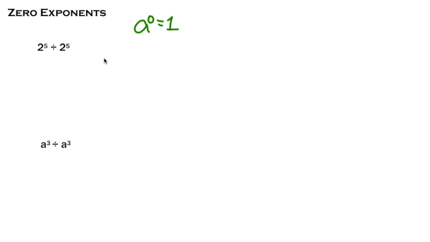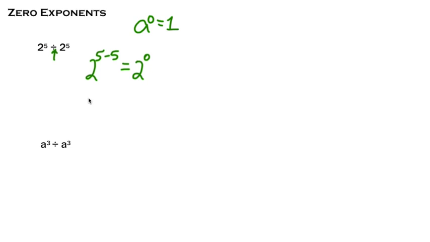Well, let me start out with an example. What I'm going to do is take 2 to the 5th divided by 2 to the 5th. Now, what you'll notice is using the laws of exponents here, I have similar bases, so that means I'm going to take 2 to the 5 minus 5. And that equals 2 to the 0.